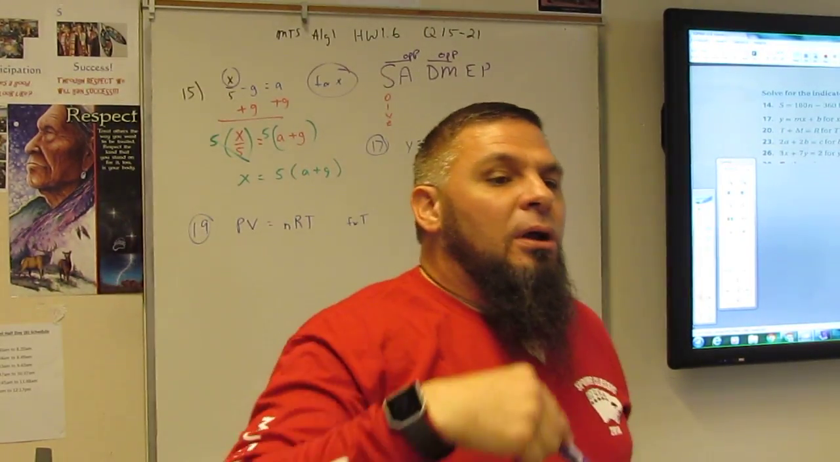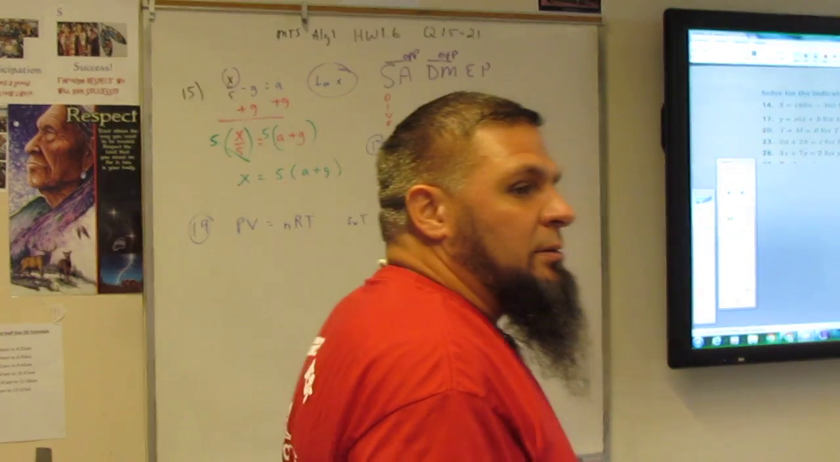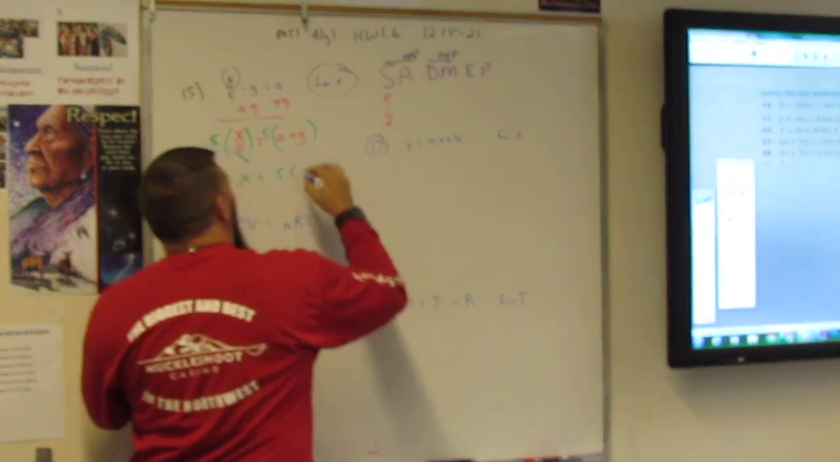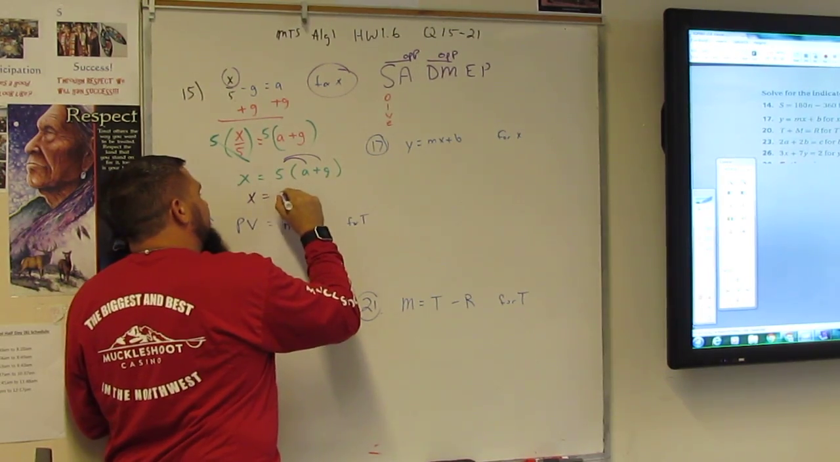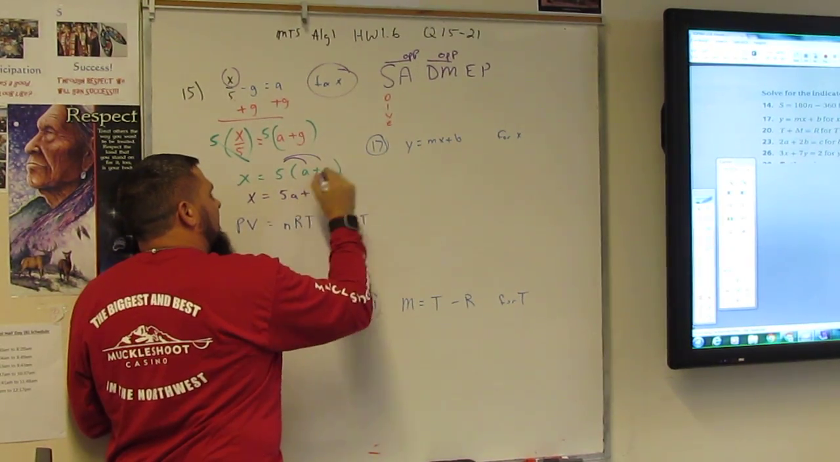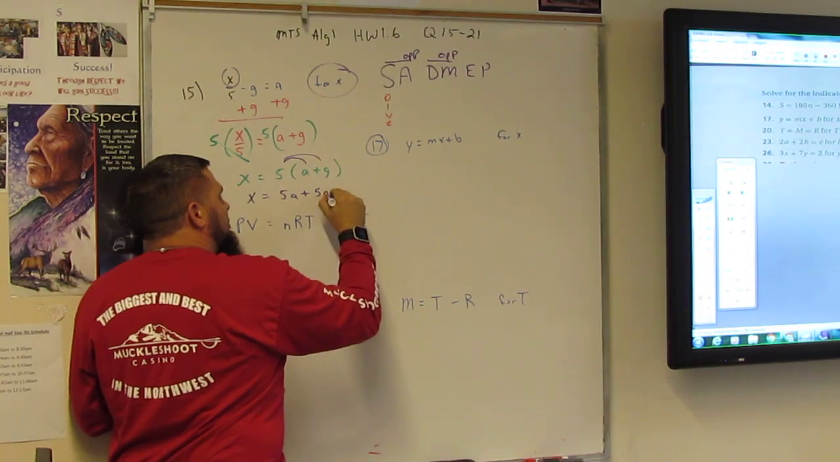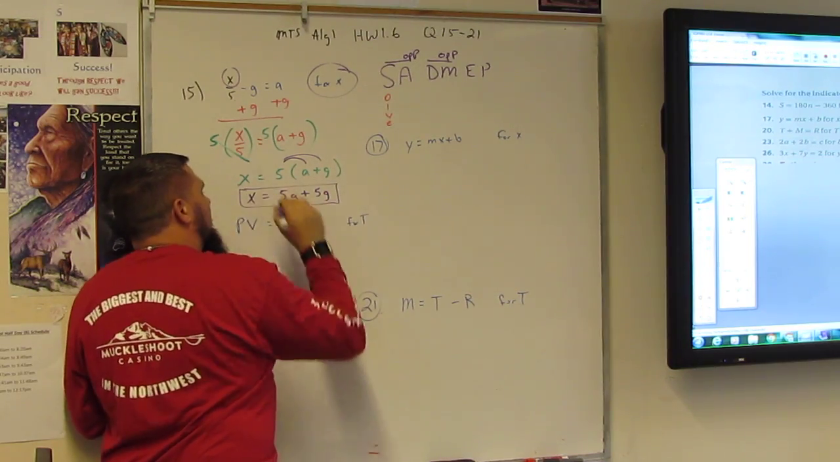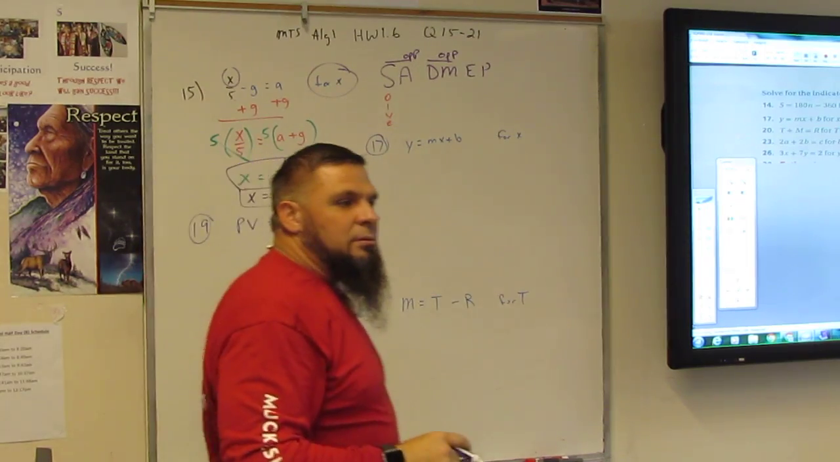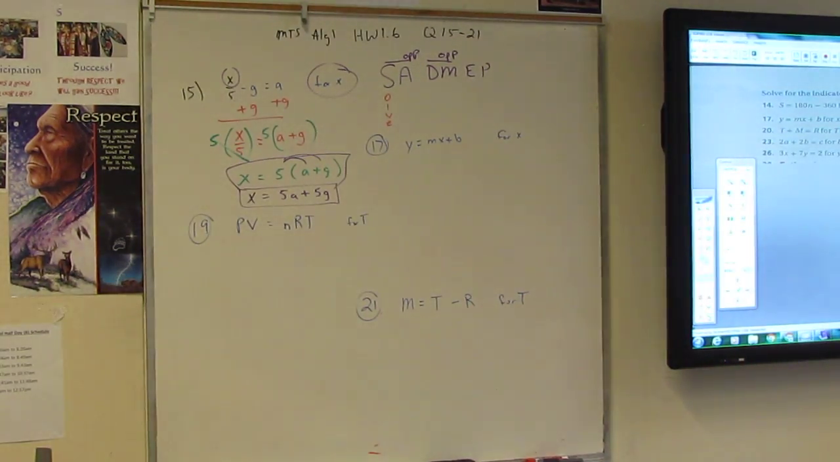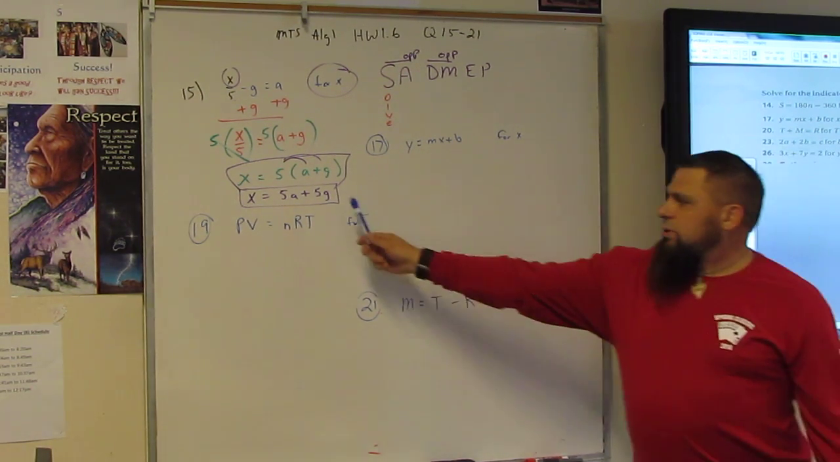Now, if they want us to simplify, then I'd distribute, and I get x is equal to 5a plus 5g. Otherwise, I want that. So actually, either one is okay with me. And honestly, I'm going to give extra credit when you do this.